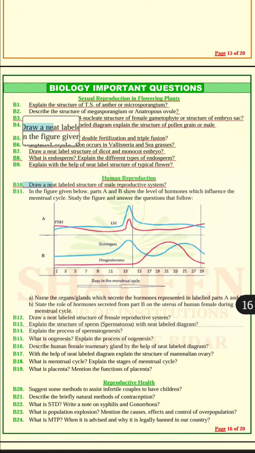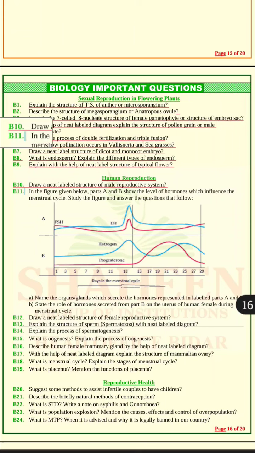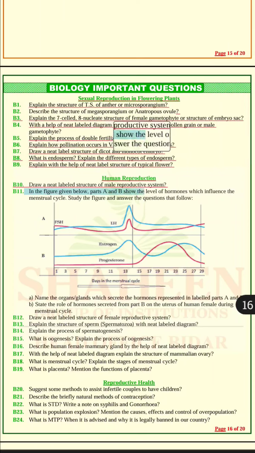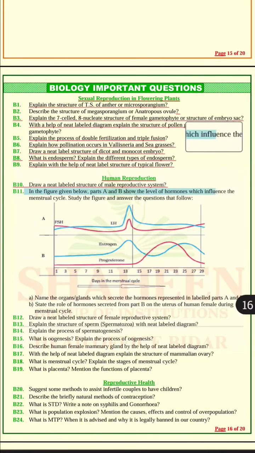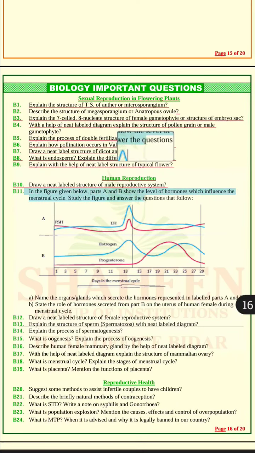First one is draw a neat label structure of male reproductive system. And question number second, in the figure given below, part A and part B show the level of hormone which influence the menstrual cycle. Study the figure and answer the questions that follow.